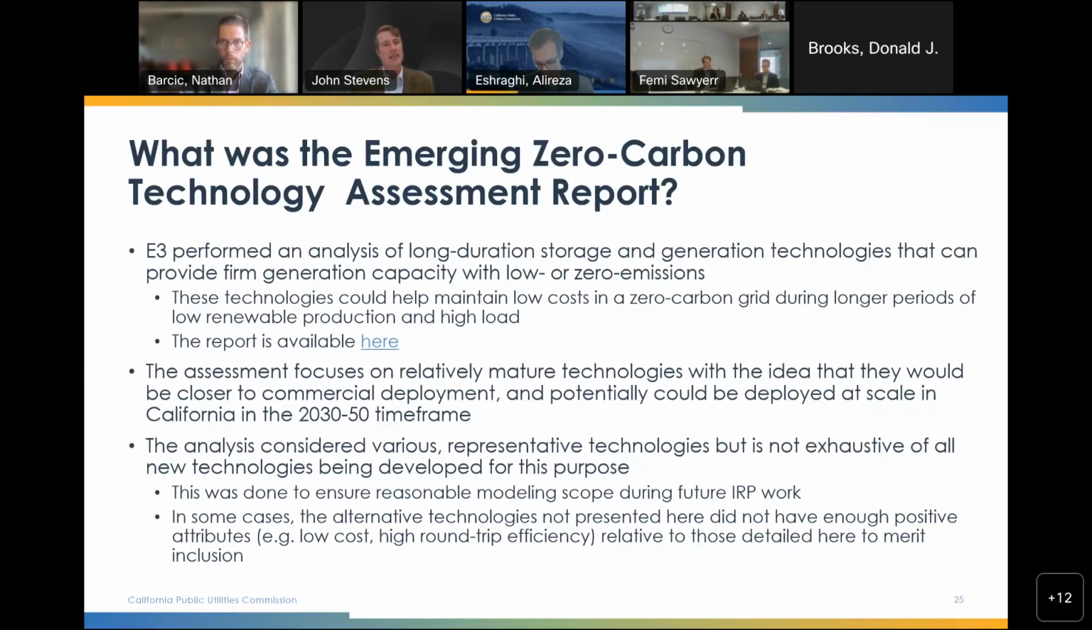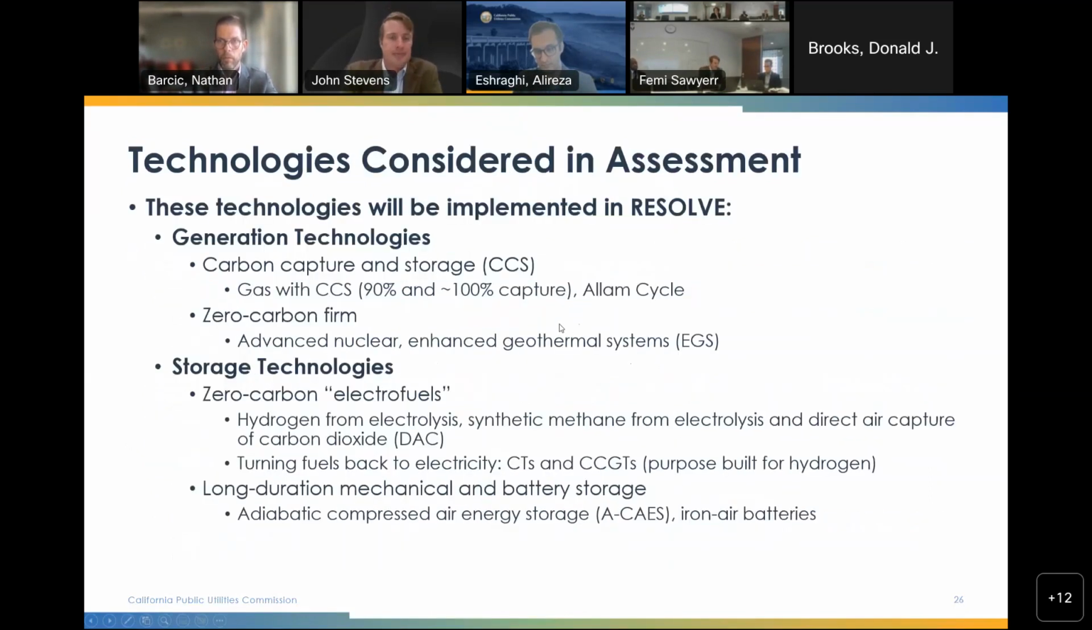Obviously, there's many different technologies out there that could be used. This was done for a couple reasons. First was to ensure that we had a reasonable modeling scope during the IRP. And in some cases, we looked at alternative technologies that did not have enough positive attributes relative to either existing technologies, such as lithium-ion batteries, or to some of the other technologies that were included in this review, in order to have them included. Let me go to the next slide, please.